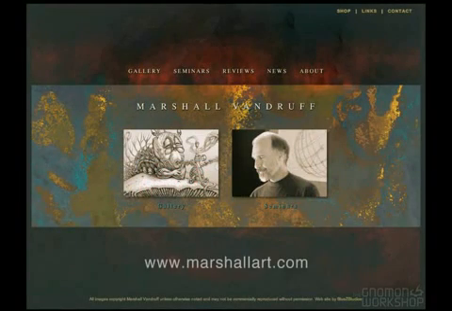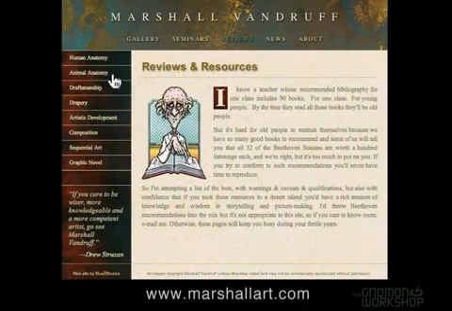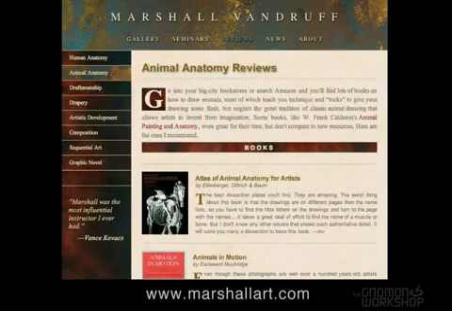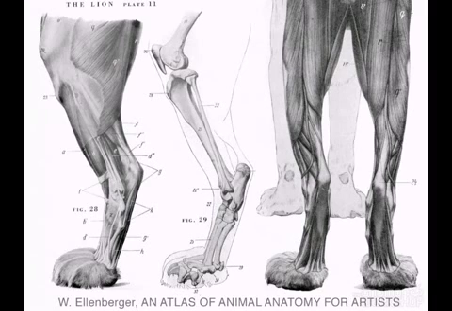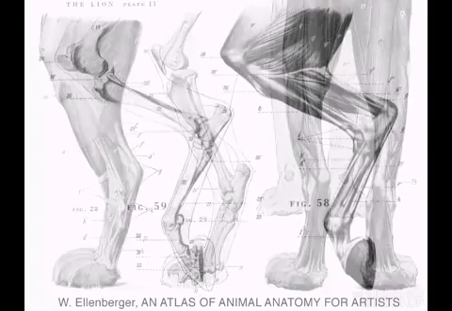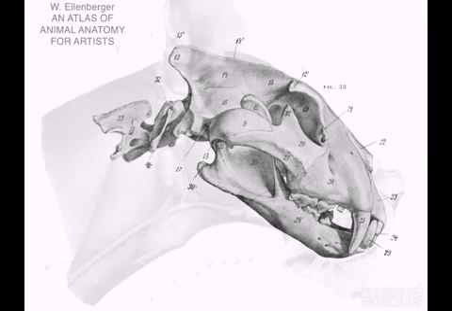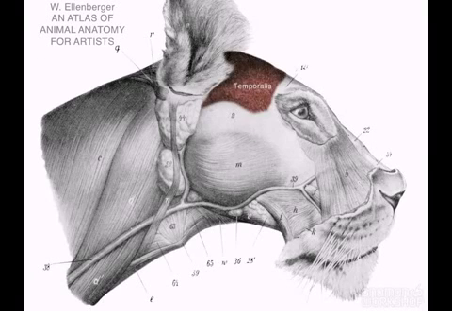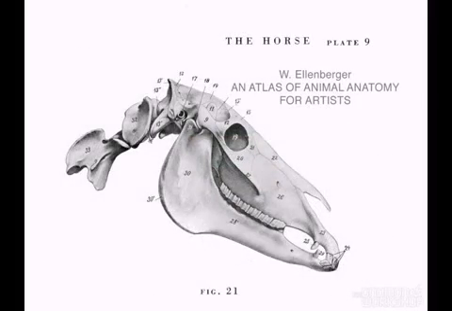At my website, martialart.com, I have a reviews section that includes animal anatomy books. For example, if you want to know more about the hamstrings, this plate from Ellenberger's 100-year-old book, republished by Dover, shows you everything you'd need to know. The same with every muscle. This temporalis, this masseter. I gave you an overview. This book gives you every detail.